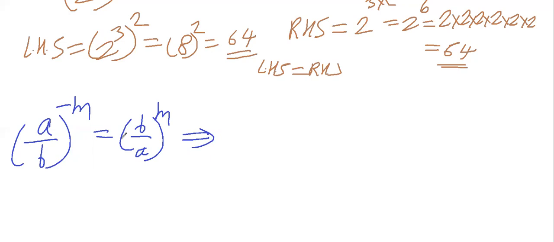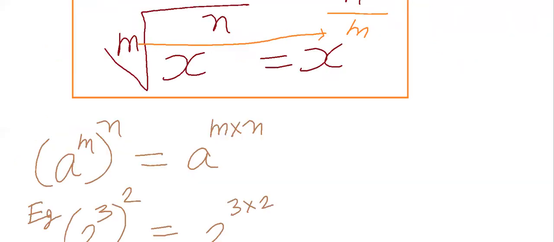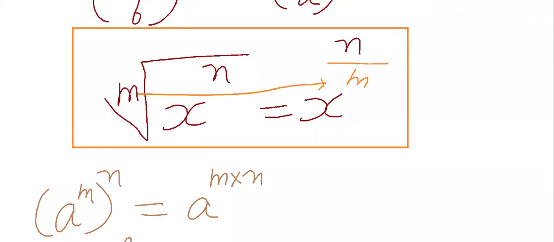Another version of this exponential law will be what? 1 by b to the power of minus 2. This will become b by 1 whole to the power of only 2, which is nothing but b square. This is one and the same. Now let's understand this with an example.